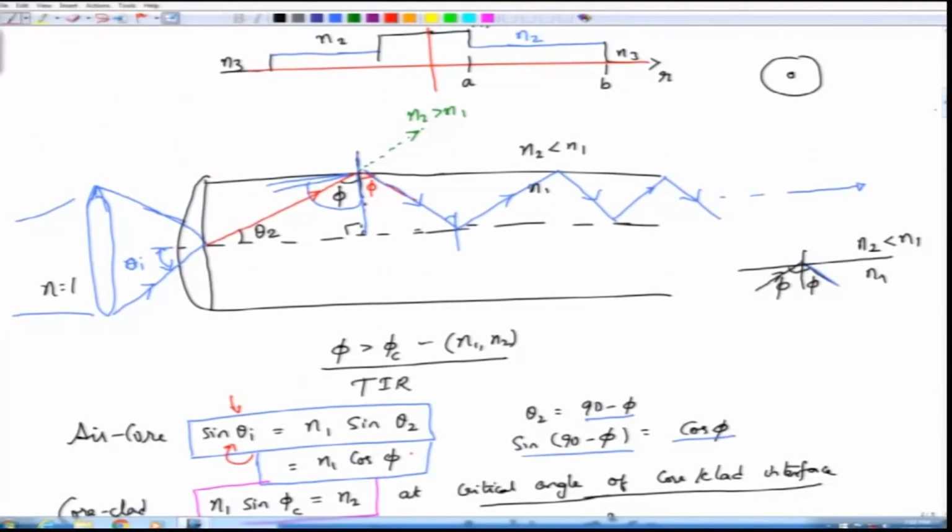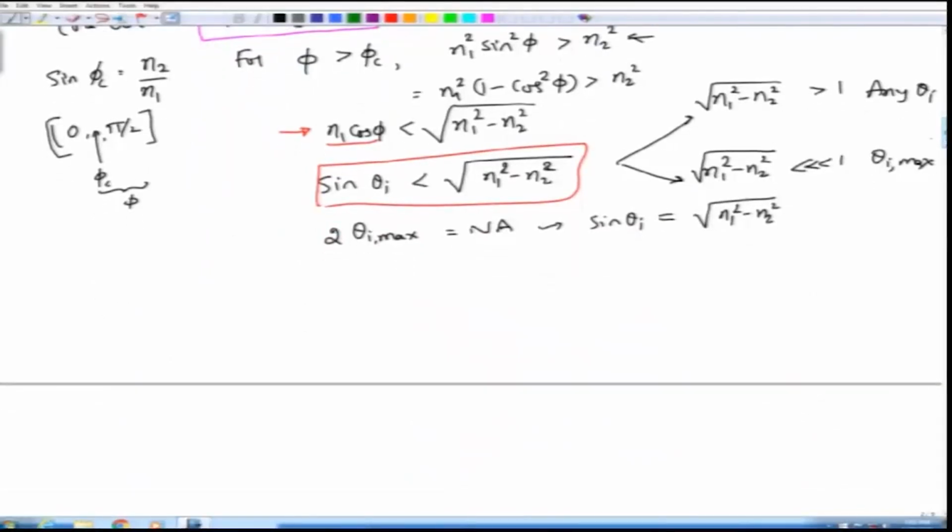If you were to send in a light ray here, then this would hit the core cladding interface at an angle which is less than the critical angle, and this light would simply escape out. So, this is the case if the angle theta I is greater than theta I max. What is this theta I max? This theta I max is this cone angle. It is the maximum value of theta I within which the incident light is actually accepted by the fiber and propagated. That is theta I max, and we reach it when sin theta I is equal to the square root of n1 square minus n2 square.